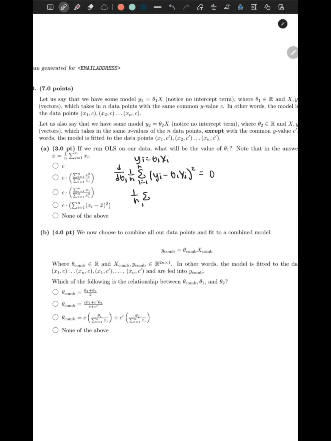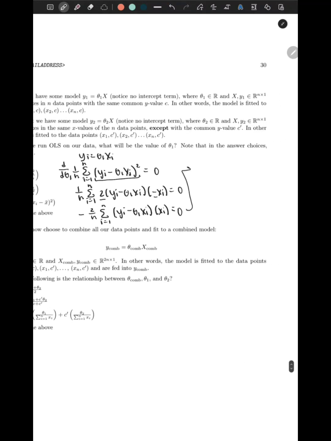So to take the derivative, I'm going to move the derivative to the inside, and we're just going to take the derivative of this whole expression. So using the chain rule, we take the 2 down, and then we multiply by whatever's inside the parentheses, and then we multiply that by the derivative of whatever's inside the parentheses with respect to theta 1. In this case, that's just negative xi. So I'm going to pull out both this 2 and this negative. So we're going to get negative 2 over n times the summation of i equals 1 to n of yi minus theta 1 xi times xi.